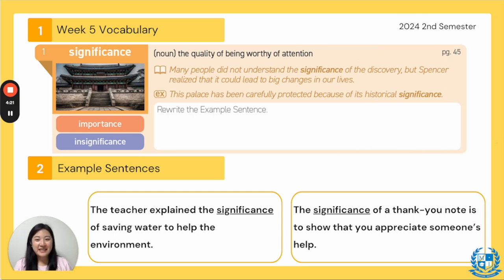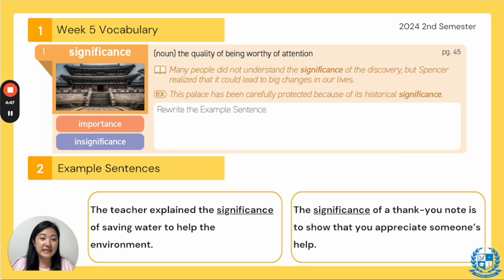Let's look down here. It says, the teacher explained the significance of saving water to help the environment. So the teacher is explaining, class, we need to, when we brush our teeth, turn the faucet off. When we're washing our hands, get the soap, and while we're rubbing our hands, turn the faucet off, and things of that sort. It's important because it helps us save water.